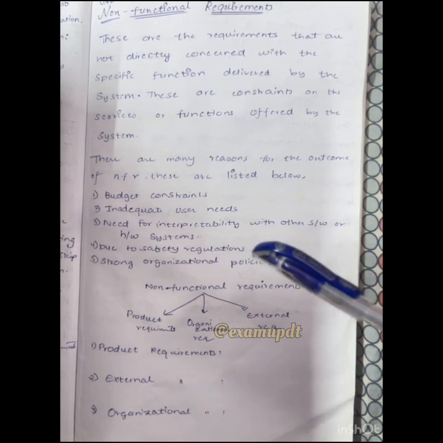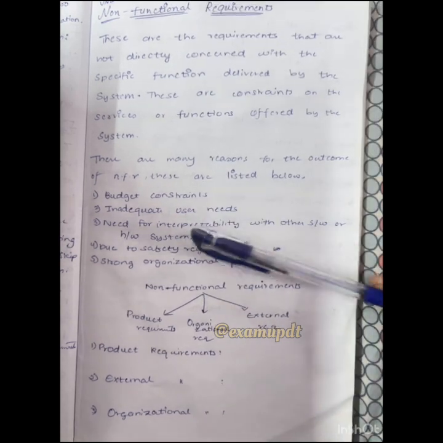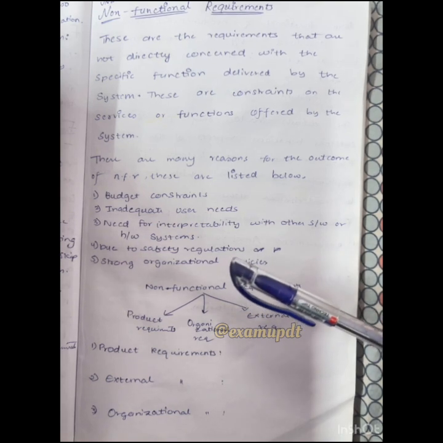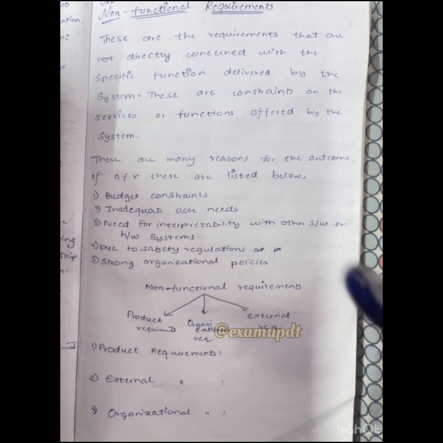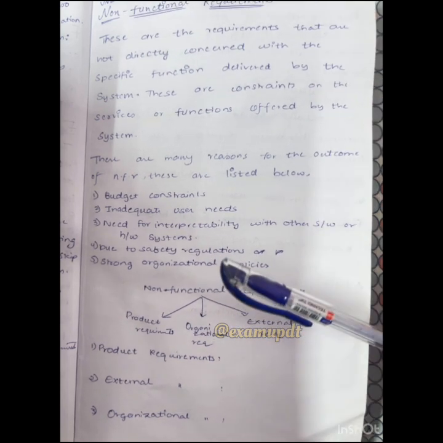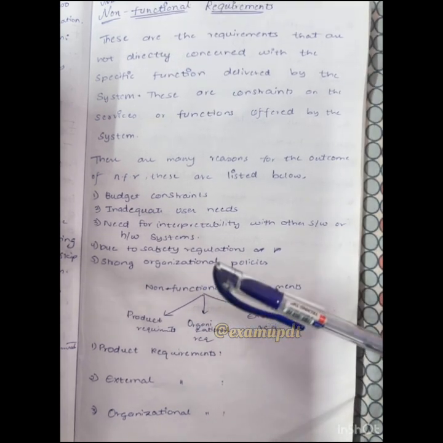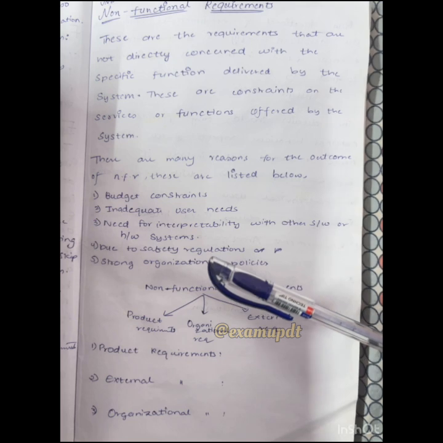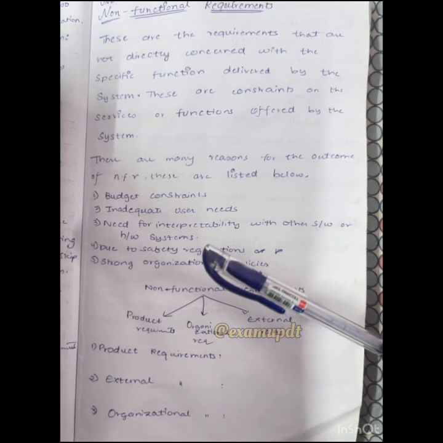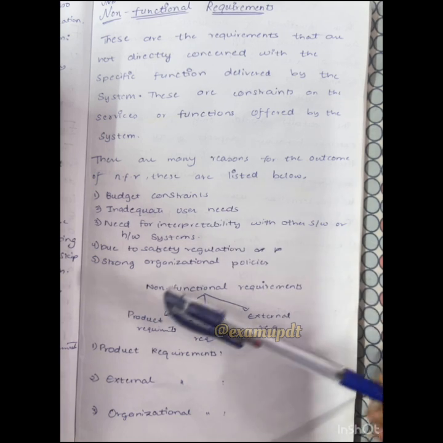Because if those requirements are not met, then users might not use the system. For example, if the system is slow, users may avoid it. Also, when dealing with non-functional requirements, remember they affect both the end product and its development process. So these are the various reasons for non-functional requirements.